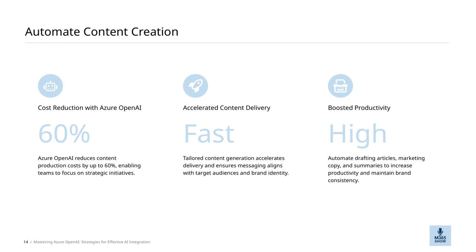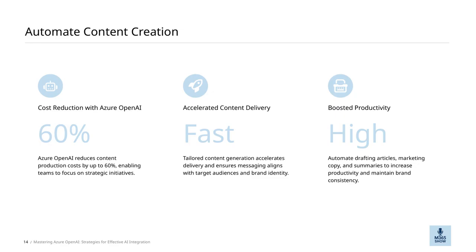Next, we have accelerated content delivery. By tailoring content generation, we can get our messages out faster and ensure they resonate with our target audiences. It's about making sure our communication is both timely and on point with our brand identity.